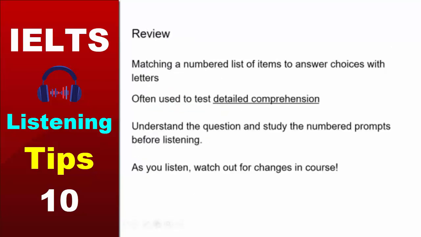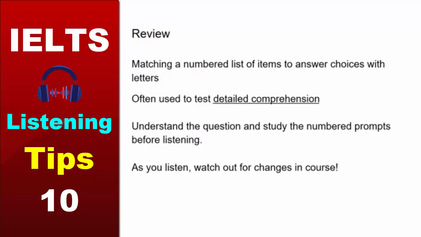Okay, to review. For matching questions, you're supposed to match a numbered list of items to answer choices with letters. Okay, so that's the activity you're supposed to do. And often these are used to test detailed comprehension. You're supposed to listen for details, like we saw with the comic book names there. So Watchmen, Mouse, and the 60s superhero comics were details, and you had to listen for information about those different comic books. That's a good example of what you might face for matching questions on the listening paper.